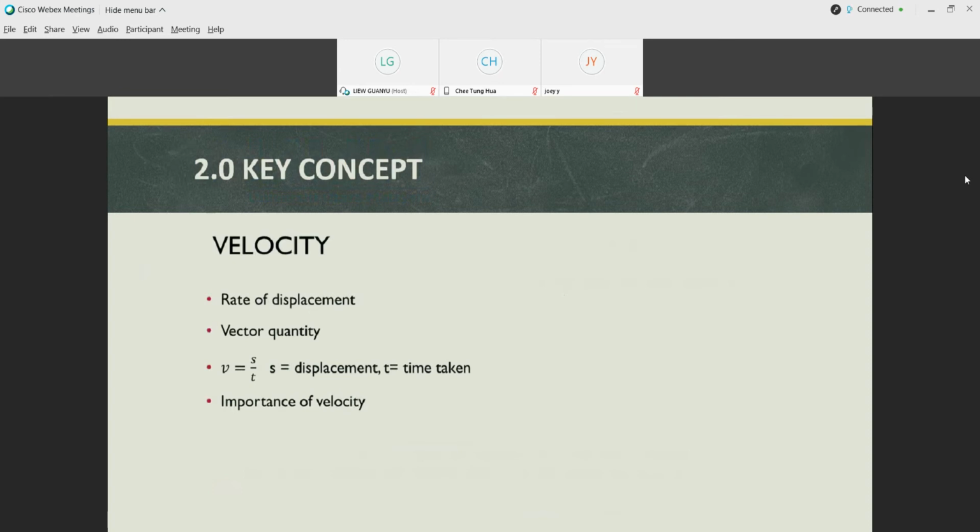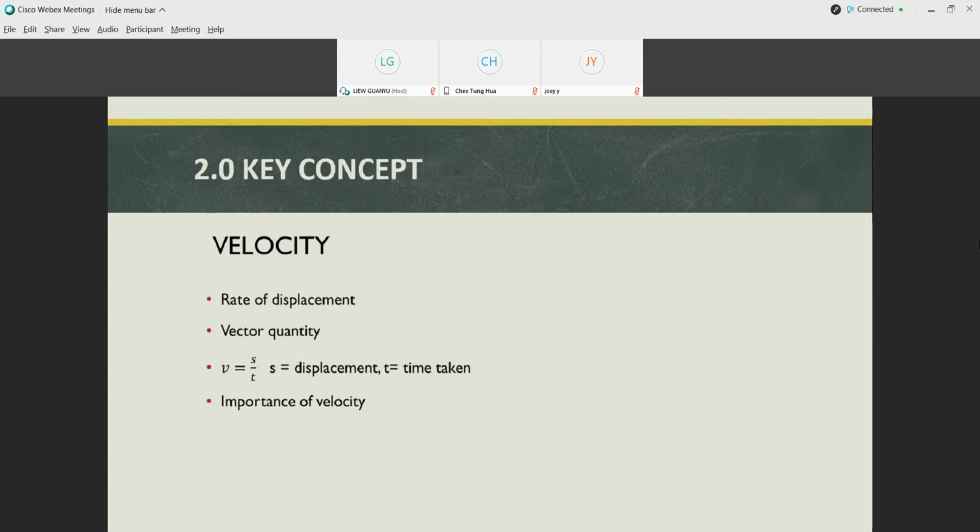My name is Lim Zhen Chong and my matrix number is 270181. Now I would like to discuss the key concept in our project. The first key concept in our project is the velocity. Velocity can be defined as the rate of displacement. Since velocity emphasizes the direction of the motion, it can be considered as a vector quantity. The formula of velocity is v equals s, that is displacement, divided by t, that is time taken.